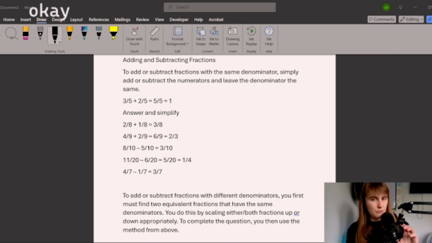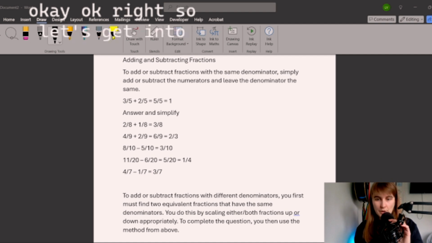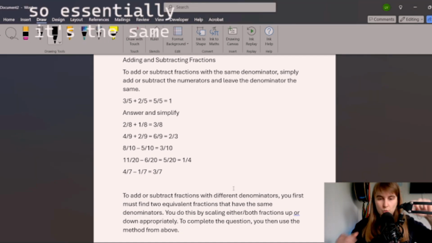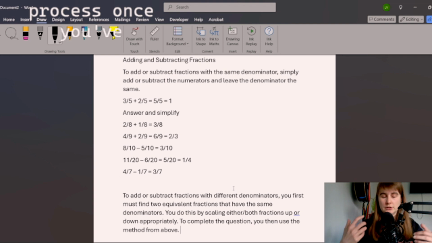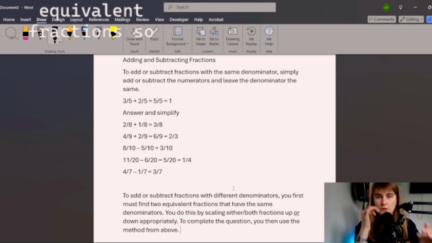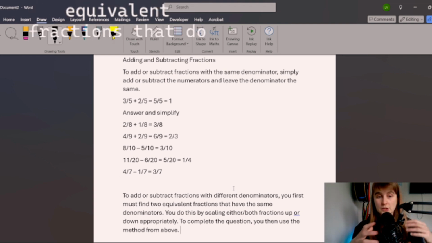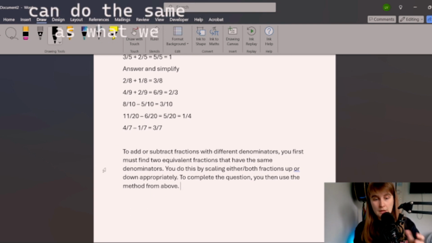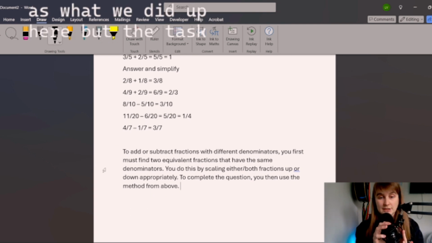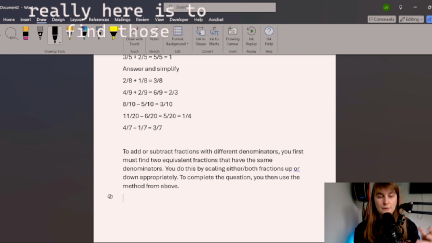Okay, right, so let's get into it then. Essentially, it's the same process once you've found your equivalent fractions. As soon as you've found equivalent fractions that do match denominators, you can do the same as what we did up here. But the task really here is to find those equivalents in the first place.